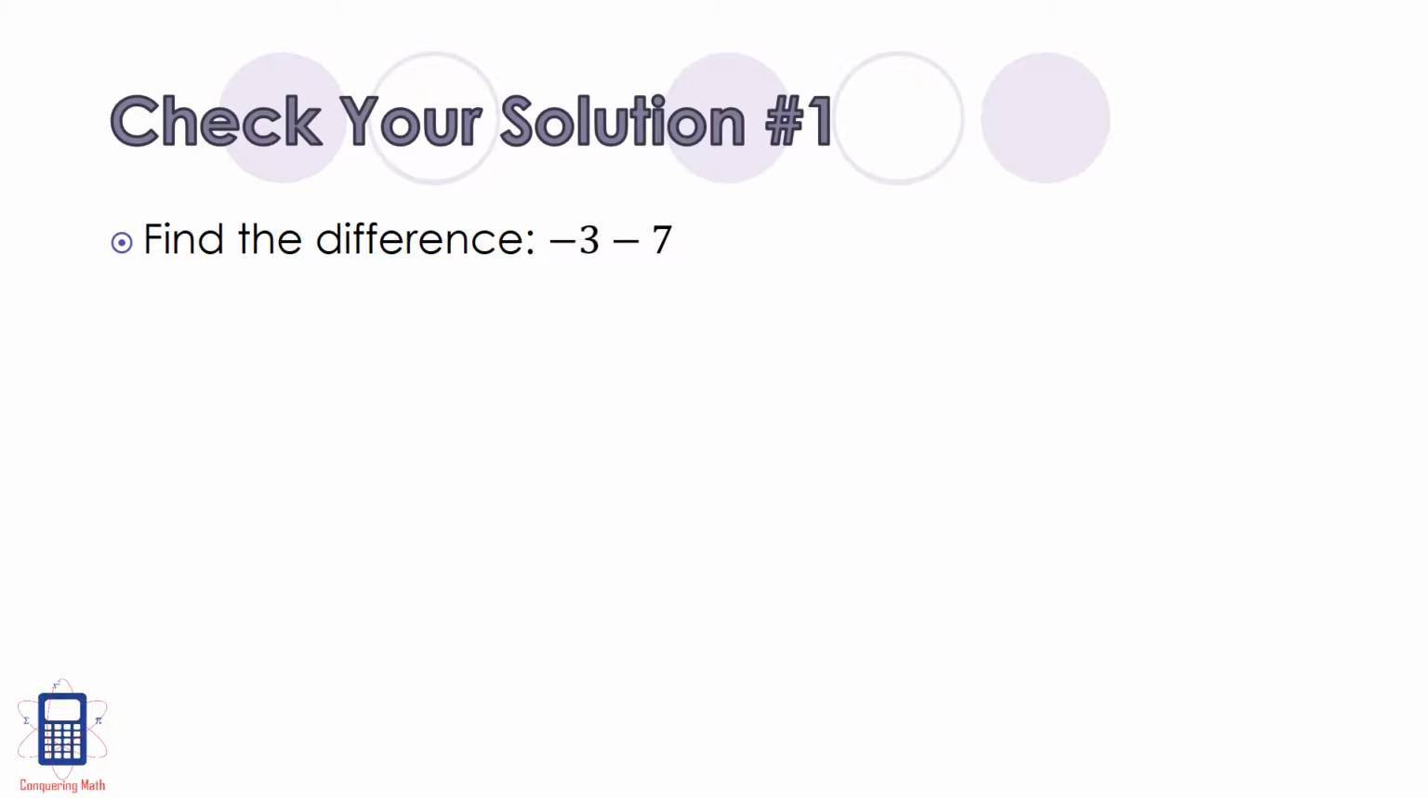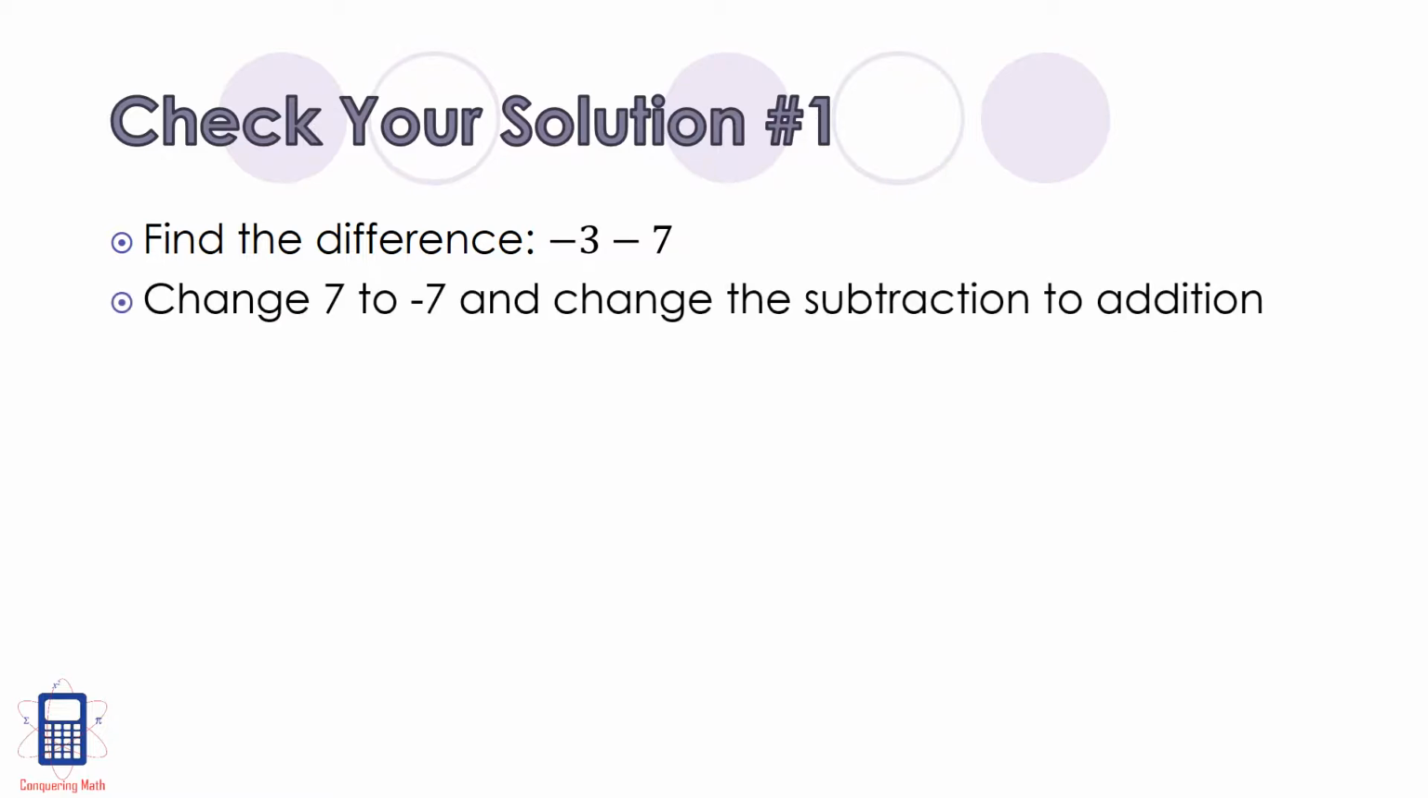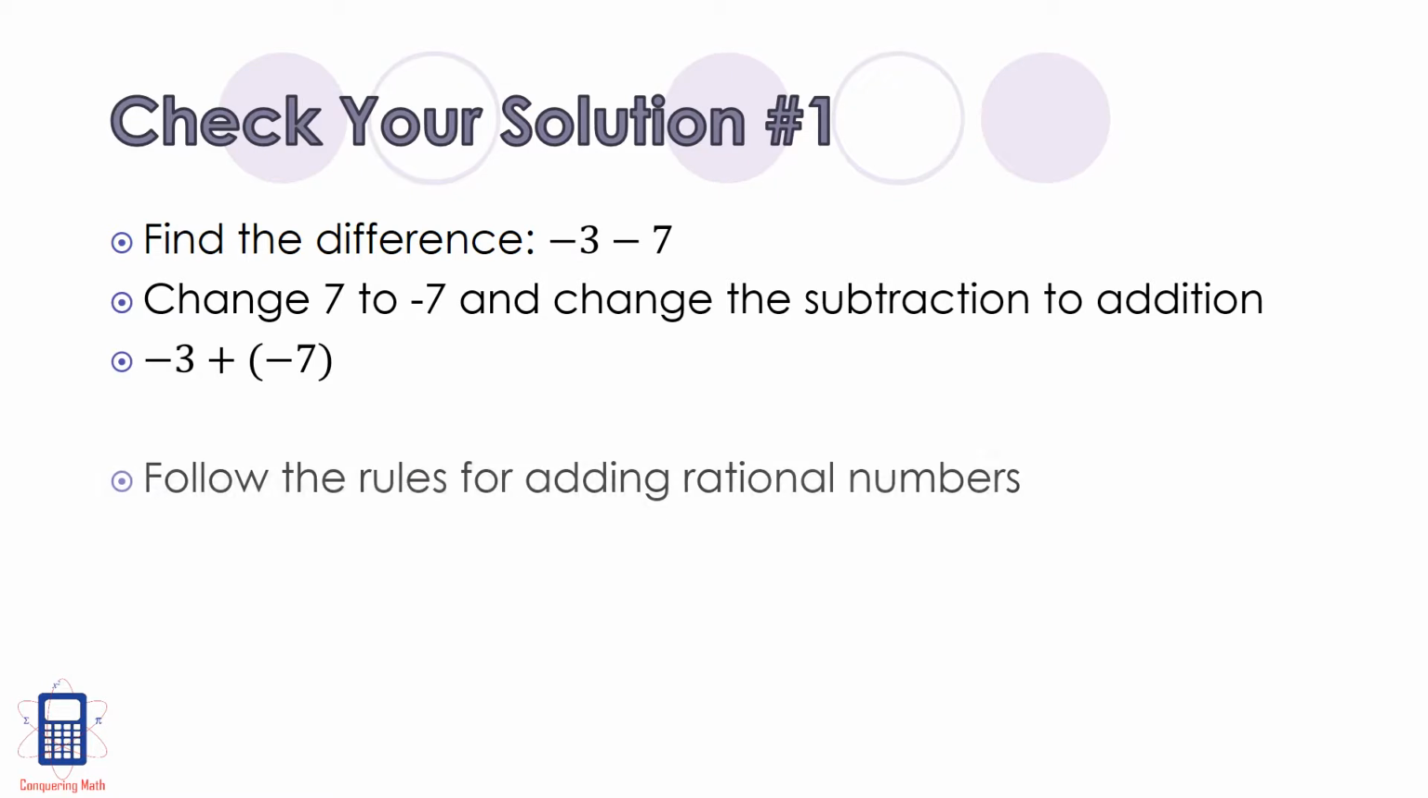The first thing that we need to do is recognize that we're subtracting a positive number, and so our first step is to change the positive 7 to -7, and then change the subtraction sign to an addition sign. So now we have -3 plus -7. At this point, all we have to do is follow the rules that we already know for adding rational numbers. So -3 plus -7 equals -10.